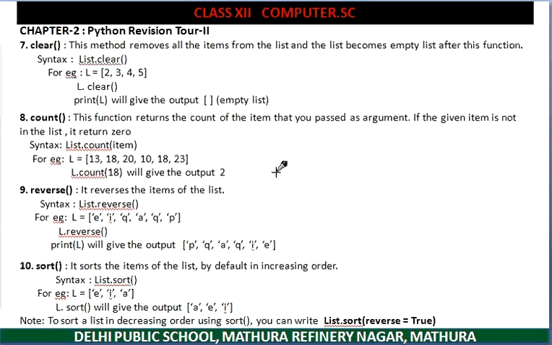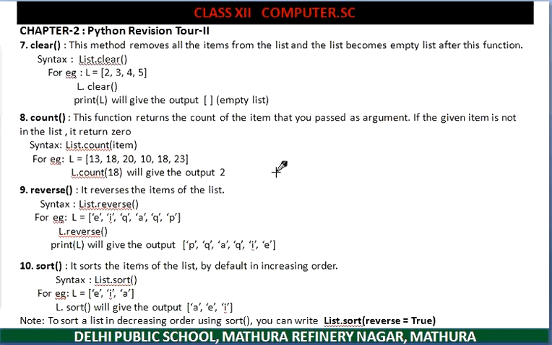Now eighth, count. This function returns the count of the item that you passed as an argument. If the given item is not present in the list, it will return 0. For example, L = 13, 18, 20, 10, 18, 23. If you write L.count(18), it will count 18 in the list and return 2.